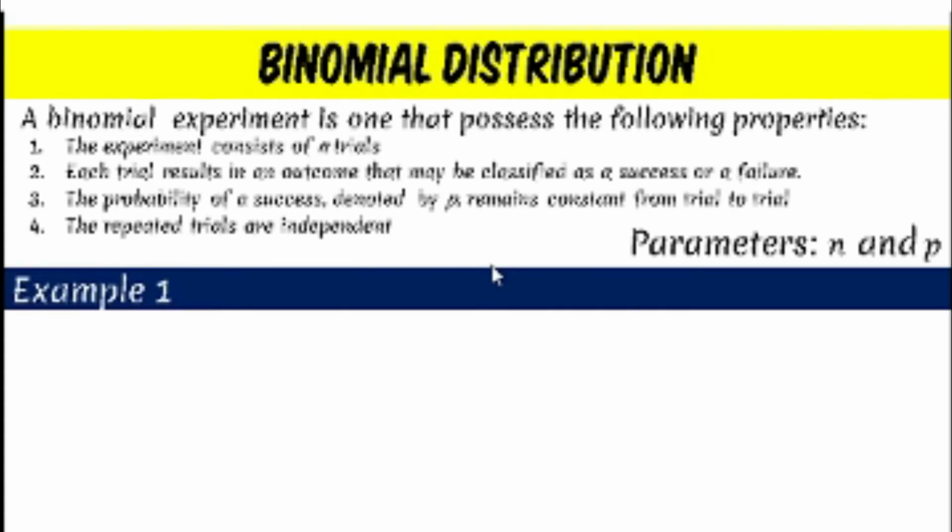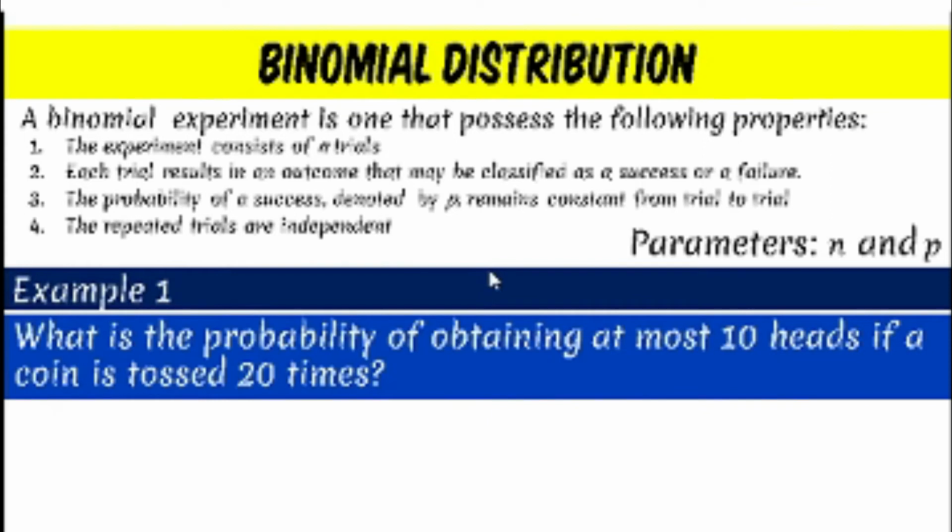Let's have here an example. Let's stick with tossing a coin. What is the probability of obtaining at most 10 heads if the coin is tossed 20 times? So the experiment is tossing a coin, and let us define that the success that we want here is having a head, because the problem involves obtaining heads. Let's identify first the parameters. n is of course 20, that's very obvious.